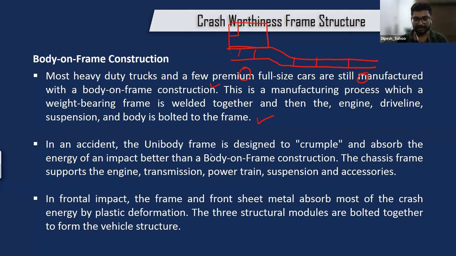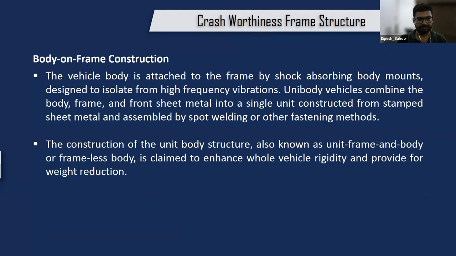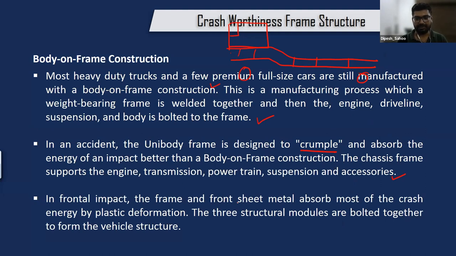In an accident, the unibody frame is designed to crumple and absorb the energy of the impact better than a body-on-frame construction. The chassis frame supports the engine, transmission, powertrain, suspension, and accessories. In frontal impact, the frame and the front seat material absorb most of the crash energy by plastic deformation. The three structural modules are bolted together to form the vehicle structure.